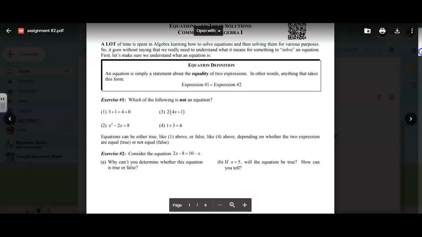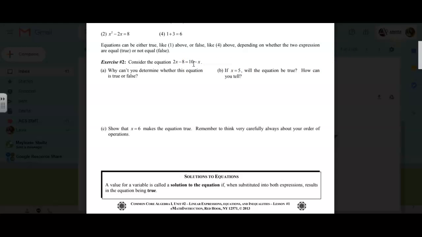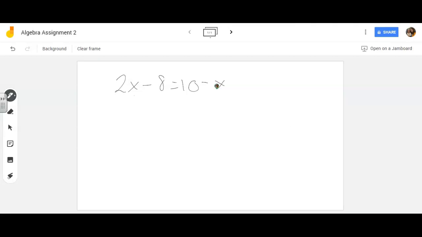So now, if we come down here, it says consider the equation 2x minus 8 equals 10 minus x. So what I'm going to do, be patient with me here because I've never done this before. So, oops, 2x minus x. Okay, so I've set up a little Jamboard right here, and this lets me write as if I had a whiteboard.